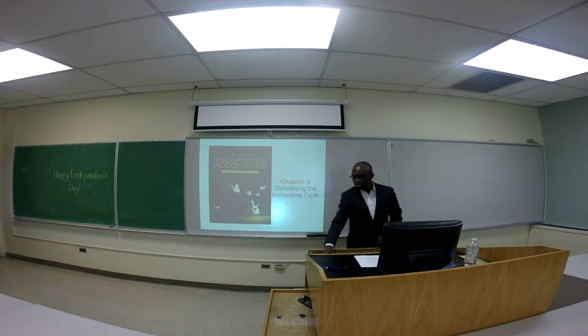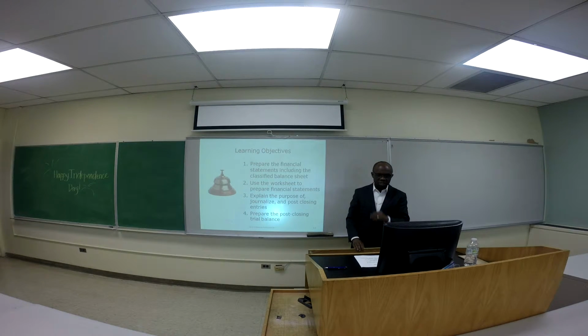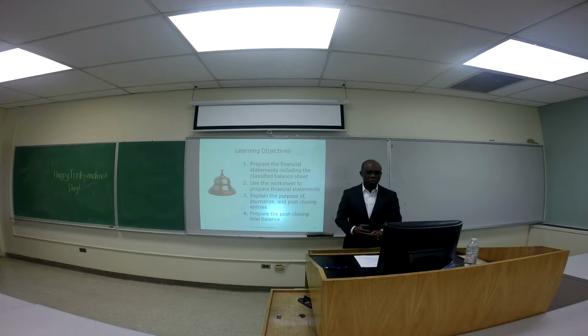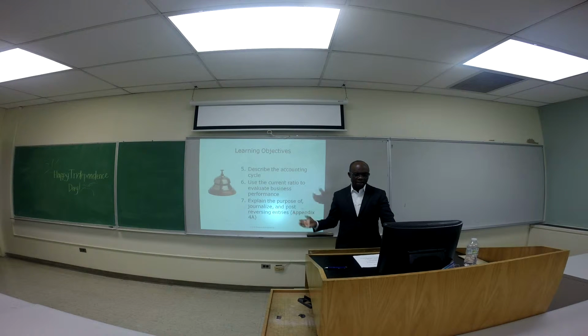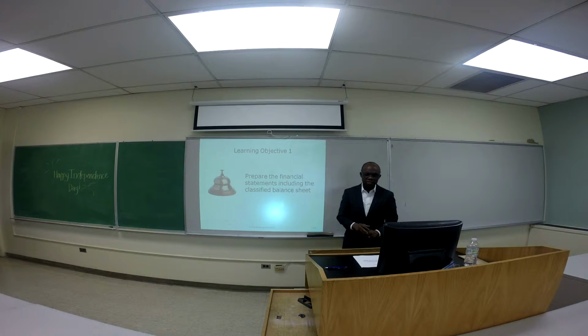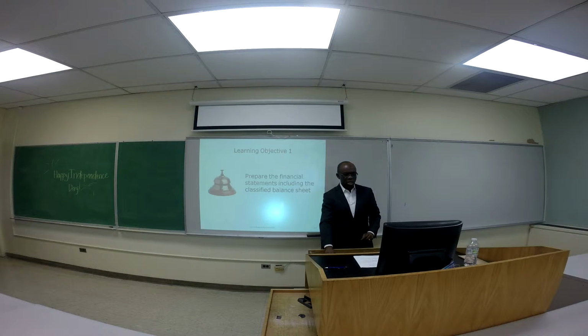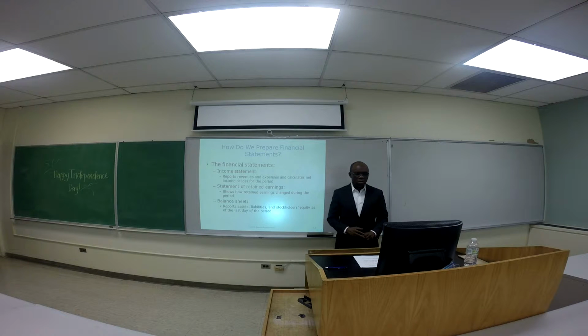That being said, let's take a look at the objectives of chapter 4. The first objective is we are going to prepare the financial statements including the classified balance sheet. Number 2, we're going to talk about the worksheet. Number 3, number 4. So we have 7 objectives. So let's take a look at the first objective: prepare the financial statements including the classified balance sheet. Now, let's take a look at what that means.